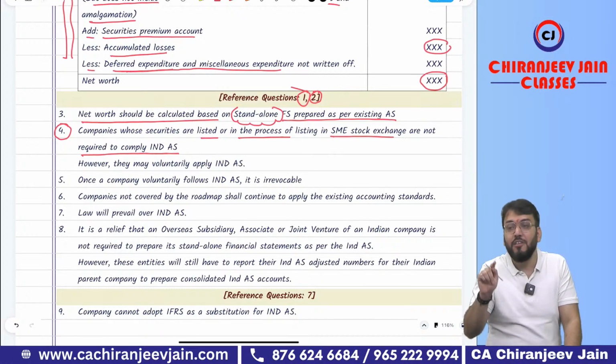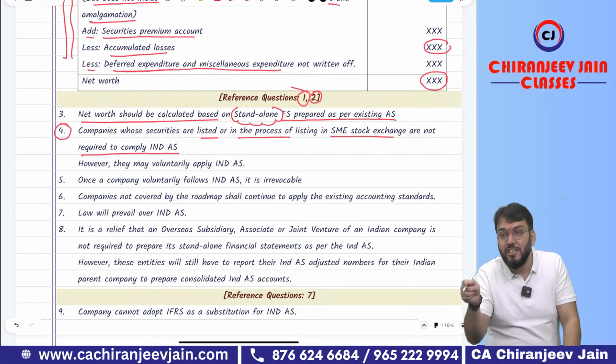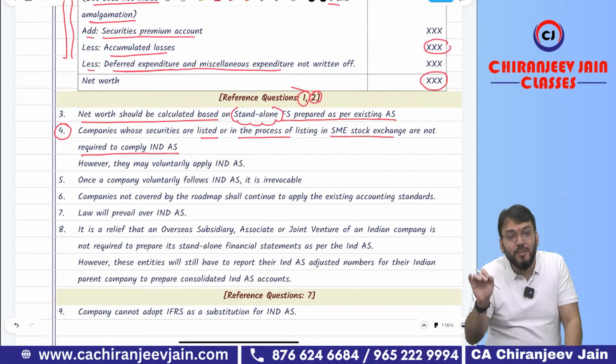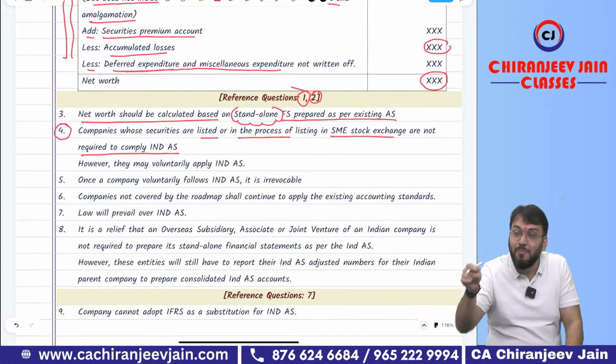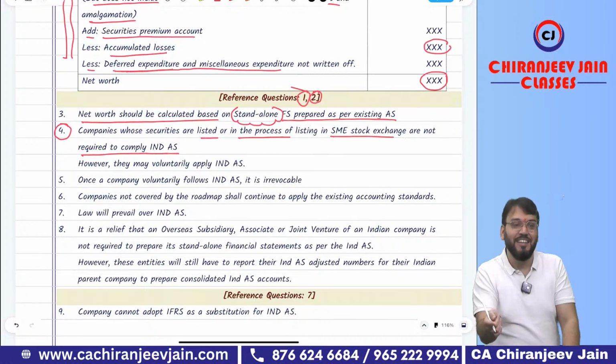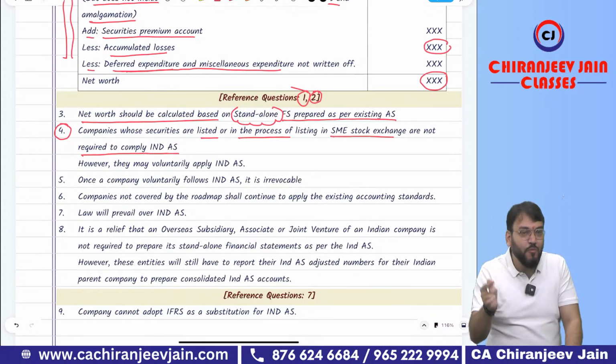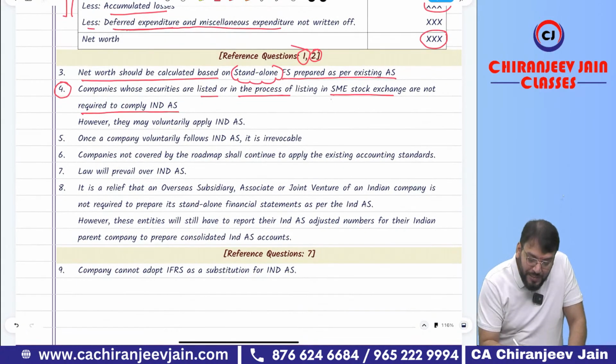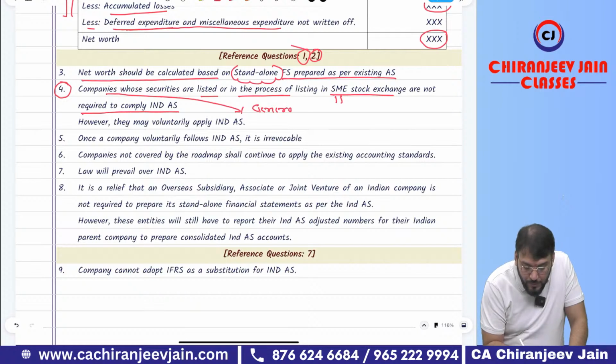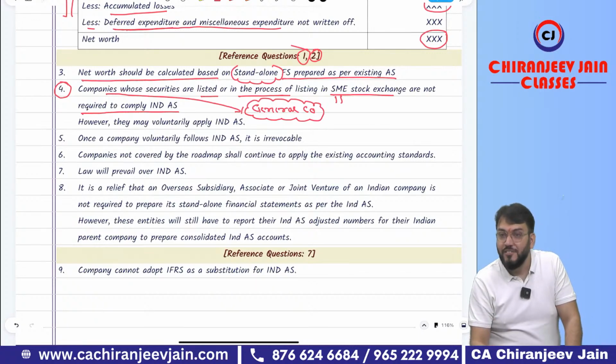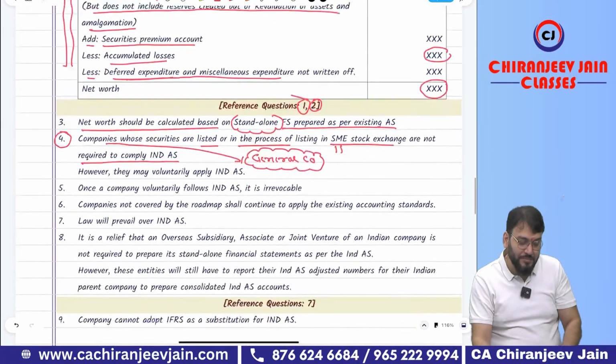So any listed company, or any company in the process of listing, in an SME stock exchange is not supposed to adopt Ind AS, but they can adopt Ind AS voluntarily. Correct? So this point is also applicable to general companies. Got this point? Because voluntary adoption is only applicable for what? General companies. Okay, sir. Yes, sir.